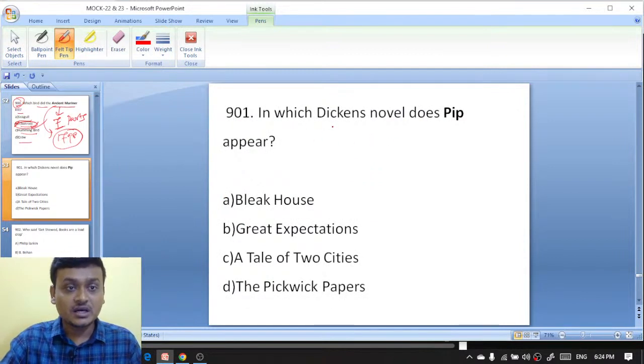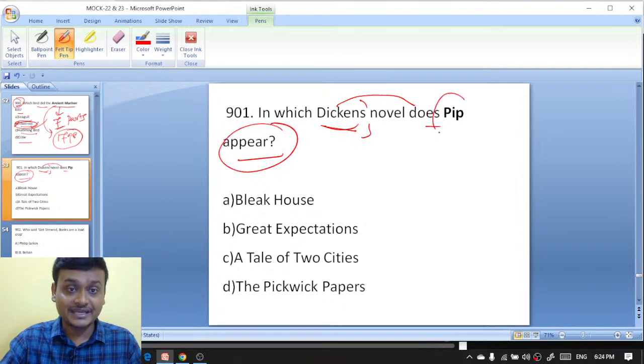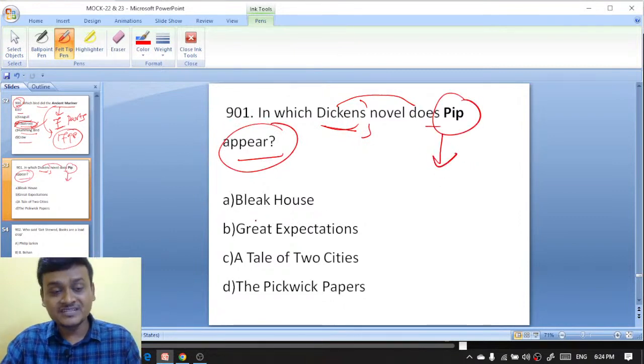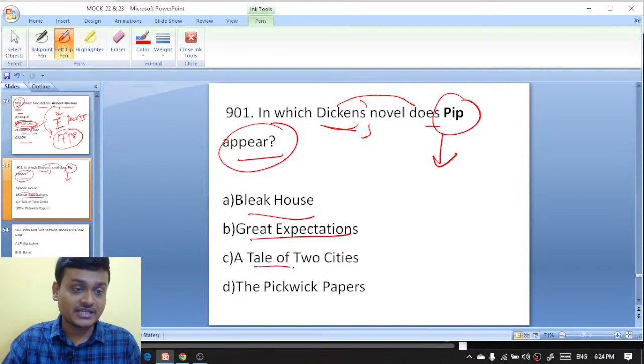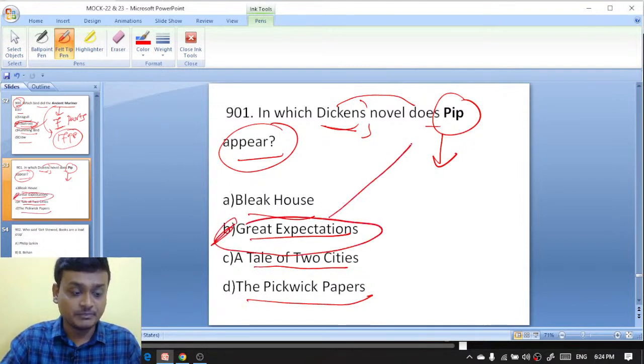In which Dickens novel does Pip appear? Pip is a character whose original name is Philip Pirrip. Your options are Bleak House, Great Expectations, A Tale of Two Cities, The Pickwick Papers. So the novel is Great Expectations. In Great Expectations, we find the character Philip Pirrip. Philip Pirrip is the main protagonist of Great Expectations, and it is a Bildungsroman novel.